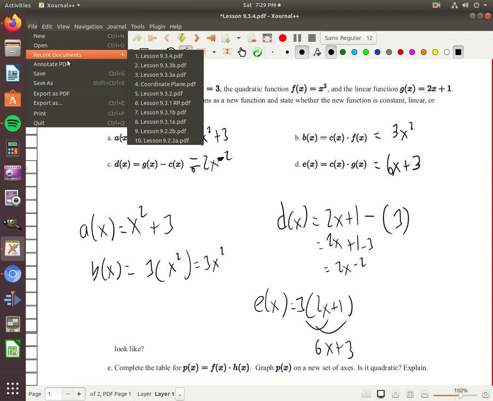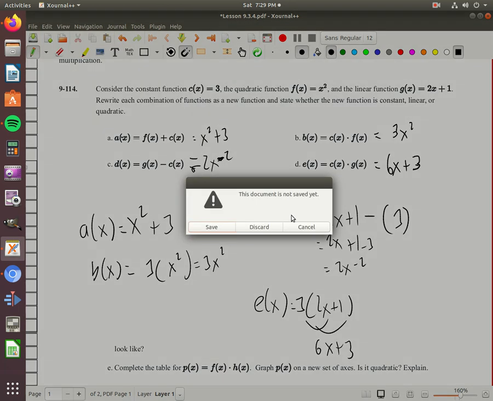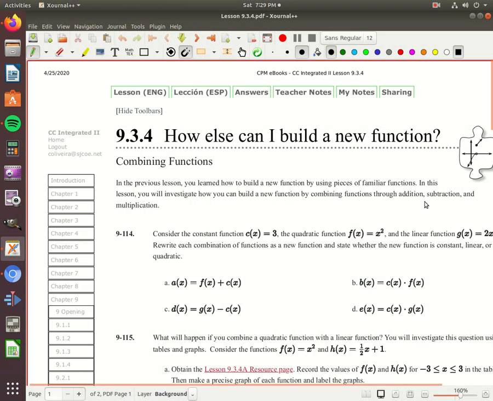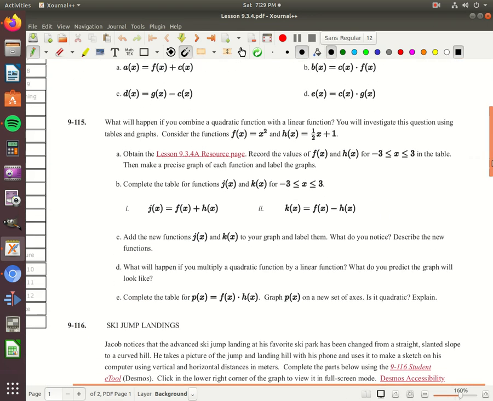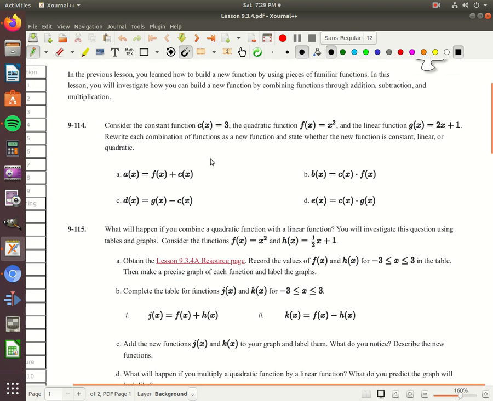Let's go ahead and jump to the next problem. So now we're going to 9.1.5, and they're actually going to give us a resource page to this, which I'm going to open up and do it, but we'll read about the question first before we go over that. So it says, what will happen if you combine a quadratic function with a linear function? Oh, I'm sorry, we never answered these questions here.